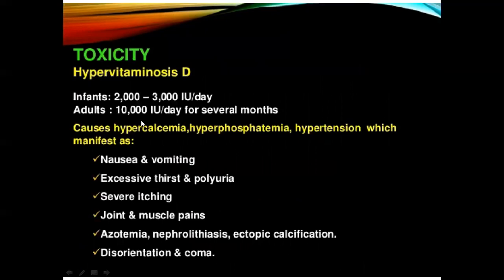Now, toxicity, hypervitaminosis D. Infants, 2000 to 3000 international units per day, adults 10,000 international units for several months. It causes hypercalcemia, hyperphosphatemia, and hypertension, which manifest as nausea, vomiting, excessive thirst and polyuria, severe itching, joint and muscle pain, azotemia, nephrolithiasis, ectopic calcifications, disorientation and coma.